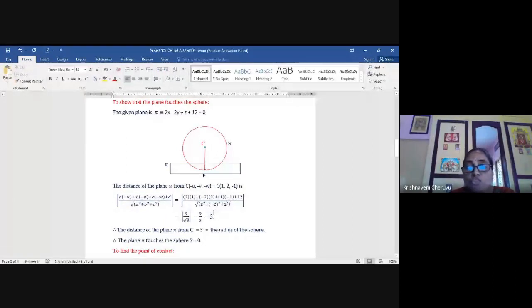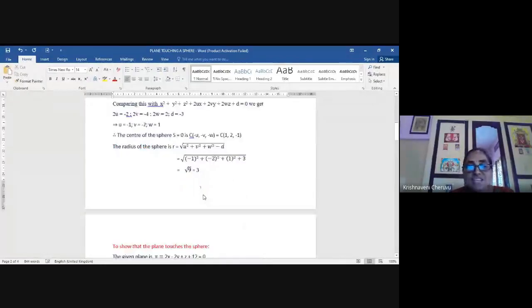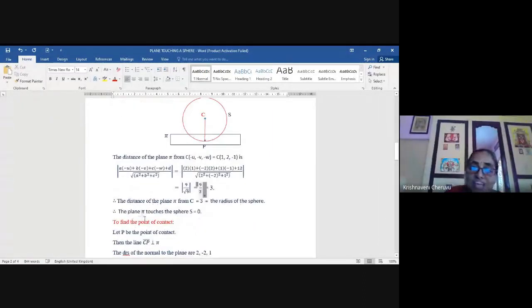So now because you are going to check whether the plane touches the sphere, you have to find out the radius of the sphere and you have to find out the distance of the plane from the center of the sphere. So radius of sphere is 3 and distance of the plane from the center of the sphere is 3. So because the distance of the plane from the center of the sphere is exactly equal to the radius of the sphere, you can conclude that the plane touches the sphere.